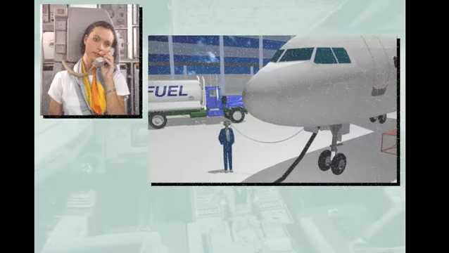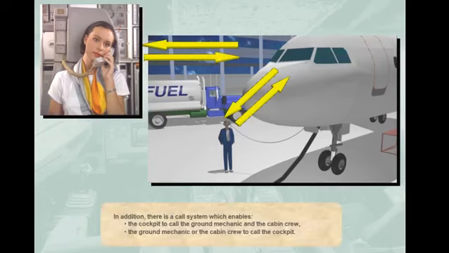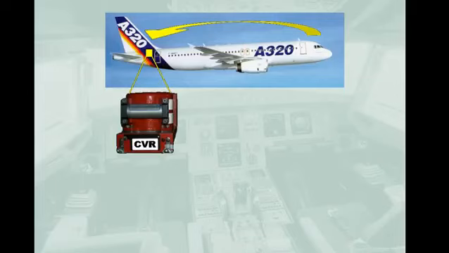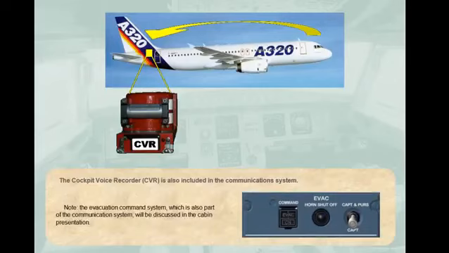In addition, there is a call system which enables the cockpit to call the ground mechanic and the cabin crew, or the ground mechanic or the cabin crew to call the cockpit. The cockpit voice recorder (CVR) is also included in the communication system. Note, the evacuation command system, which is also part of the communication system, will be discussed in the cabin presentation.